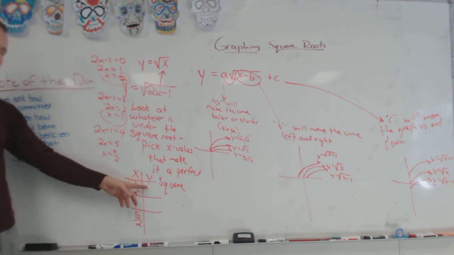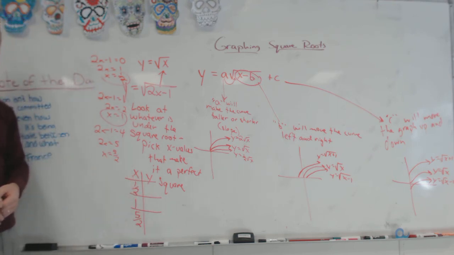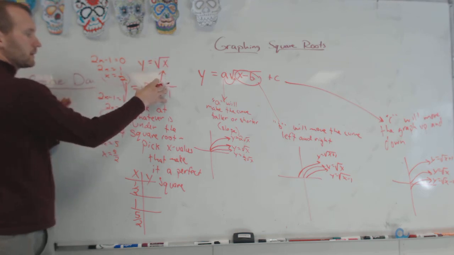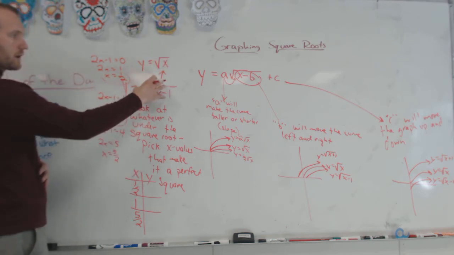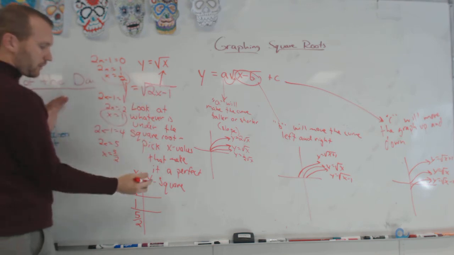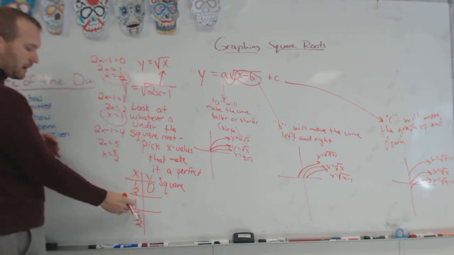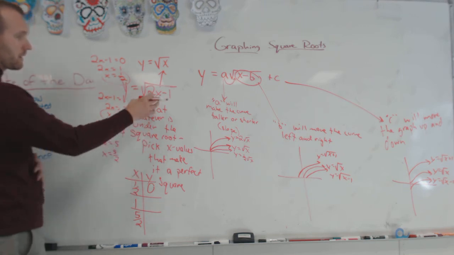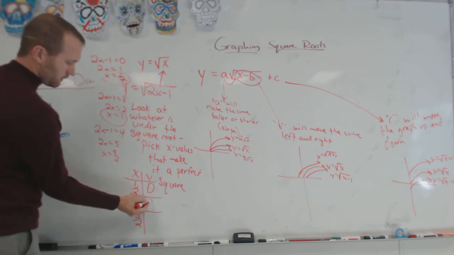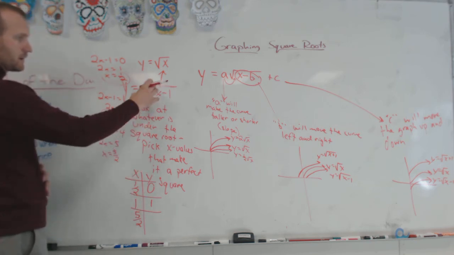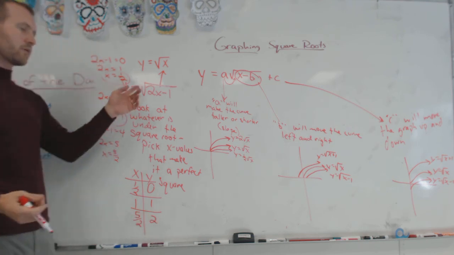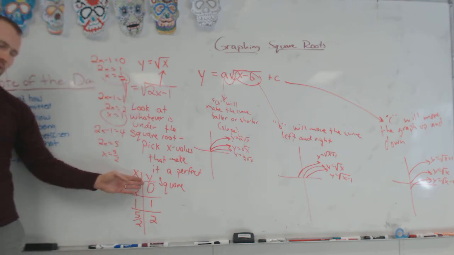I don't really have to think that much about my y's, because I know now I'm treating this whole thing as the argument, right? I know that 1 half is going to make this whole thing be 0. So my y is going to be 0. I know that 1 is going to make this whole thing be 1. I know that 5 halves is going to make this whole thing be 4, or the square root of 4. And so the y's will still be there.